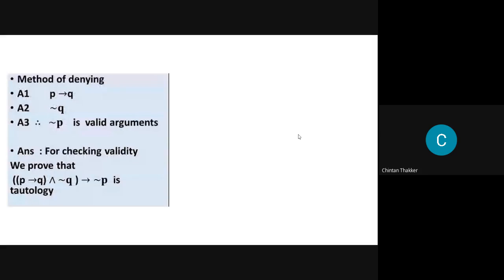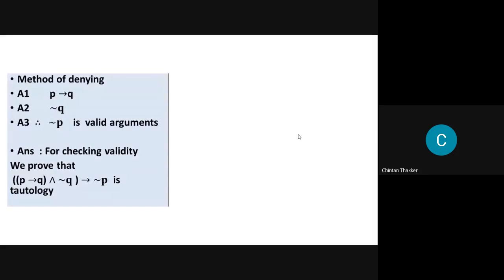Now second, we have the method of modus tollens. Here, make the truth table and prove whether it is valid or not. After completing the truth table, you have to write in the chat box whether it is valid or not.